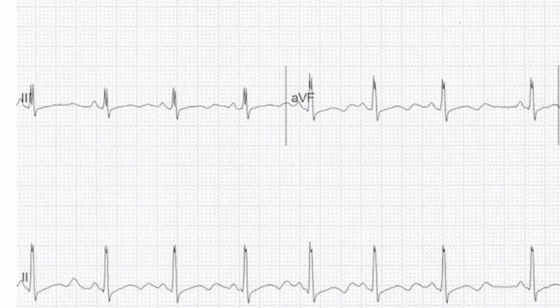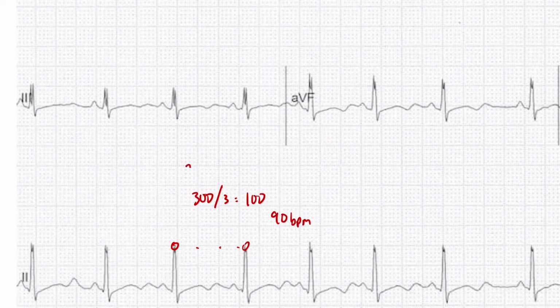So we'll find a couple of these nice R waves down here. This one lines up right on the line, and then we'll count the boxes between them. We'll use the 300 method. So 1, 2, 3, and then a little bit more. So we'll say 300 divided by 3 equals 100. With that little bit extra, we'll say it's about 90 beats per minute.